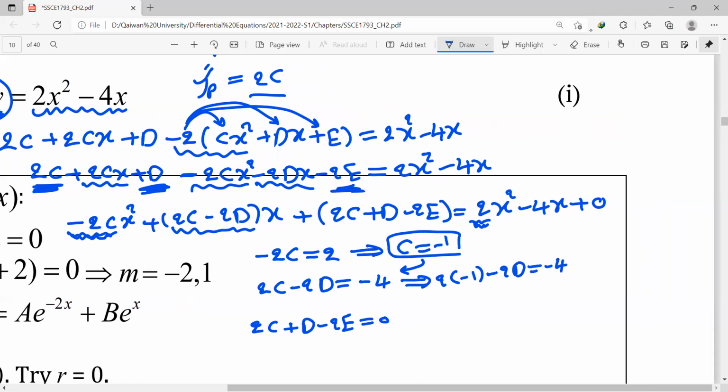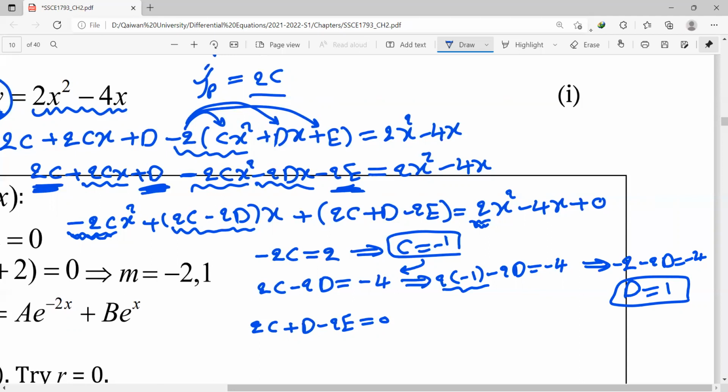So what's the value of d? Here we get minus 2, minus 2d equals minus 4. So here d equals what? Yes, that's 1. d is positive 1. d equals 1. This is the value of d.